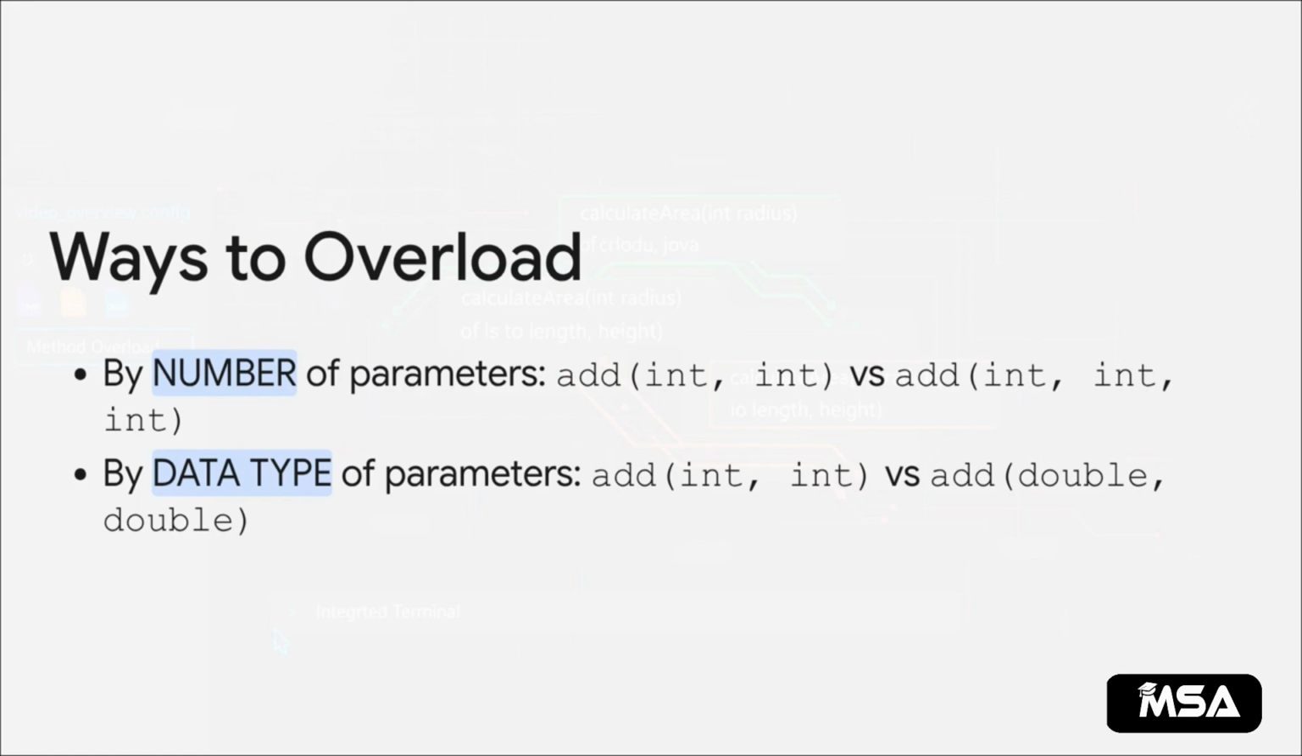If you compare the first and second methods, they're both called add, but one takes 2 integers and the other takes 3. That's overloading by changing the number of parameters. Now look at the first and third methods. They both take 2 parameters, but their data types are different. One takes integers, the other takes doubles. Both ways are totally valid and incredibly useful.